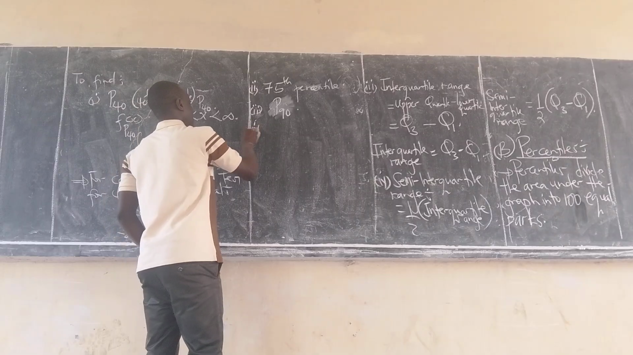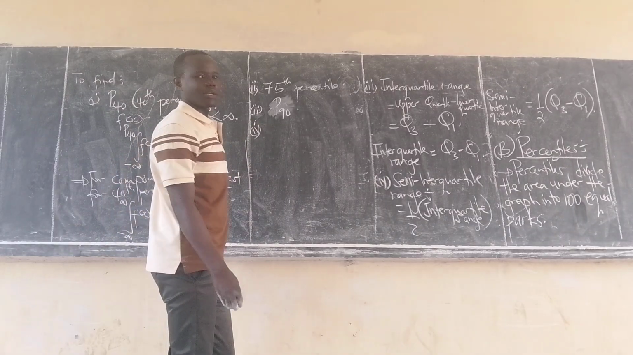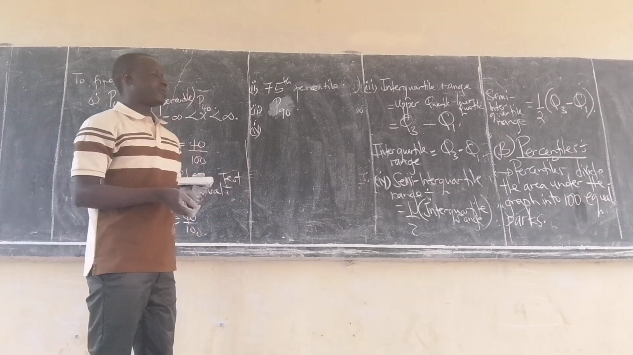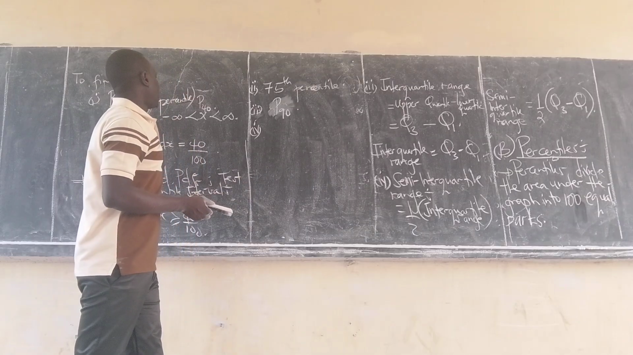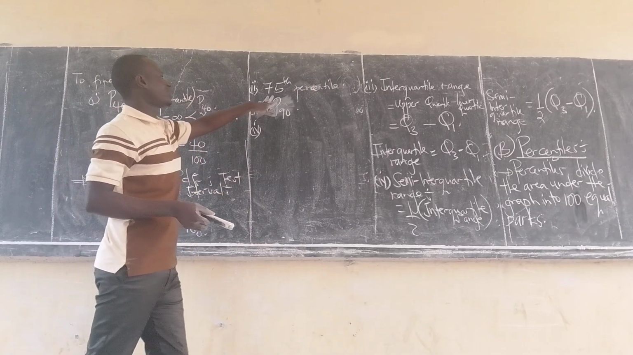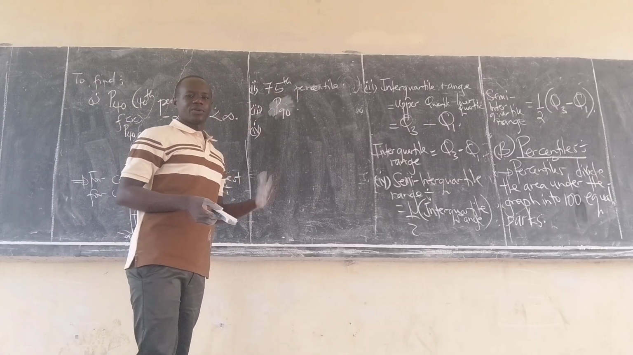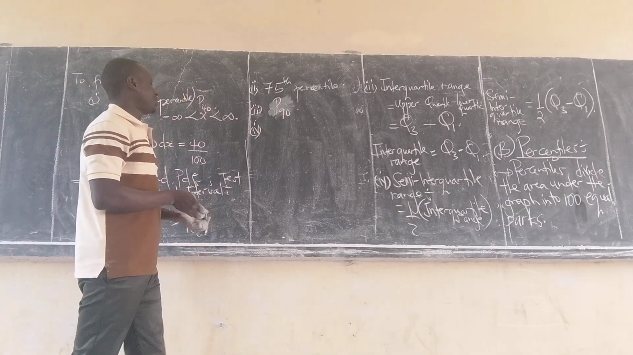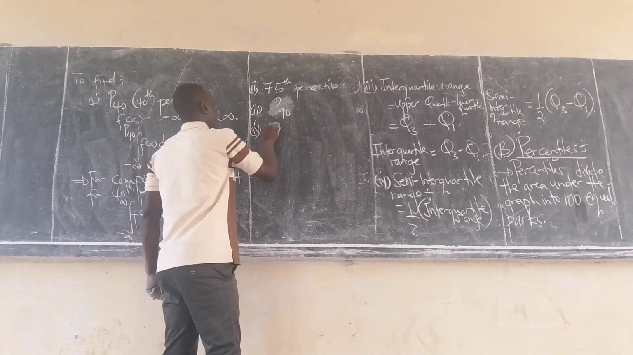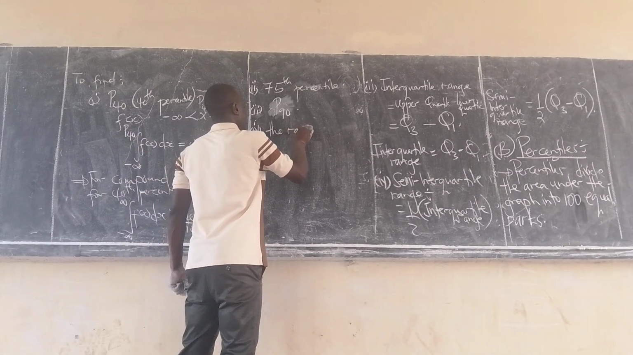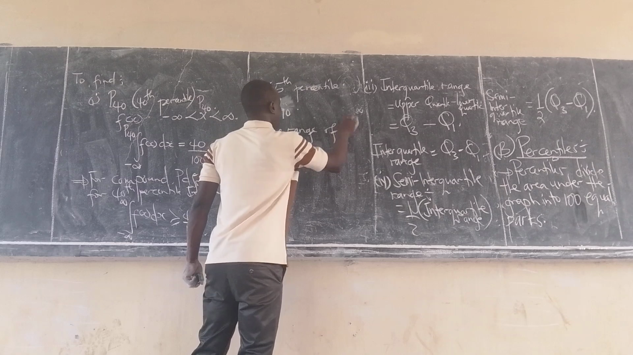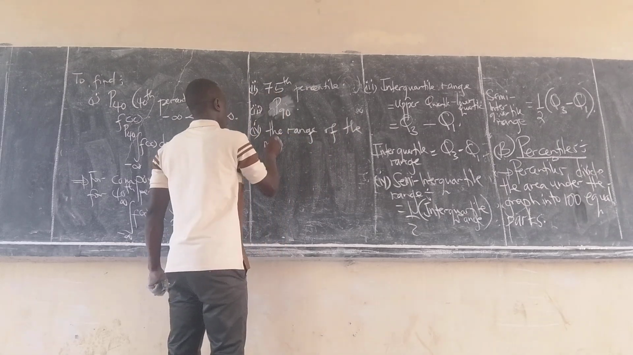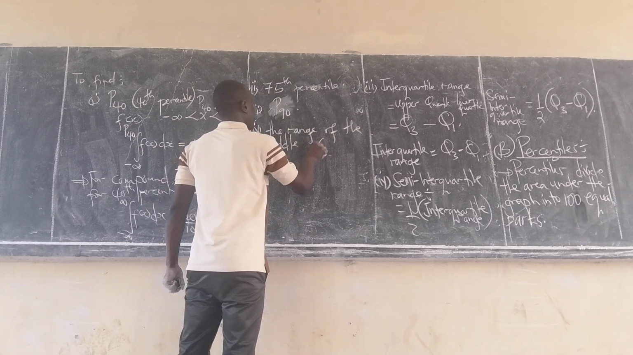Now, lastly, about percentiles, they may not bring them in the form of P40 or the 40th percentile or 70th percentile or P75. They may say the range of the middle 60%.